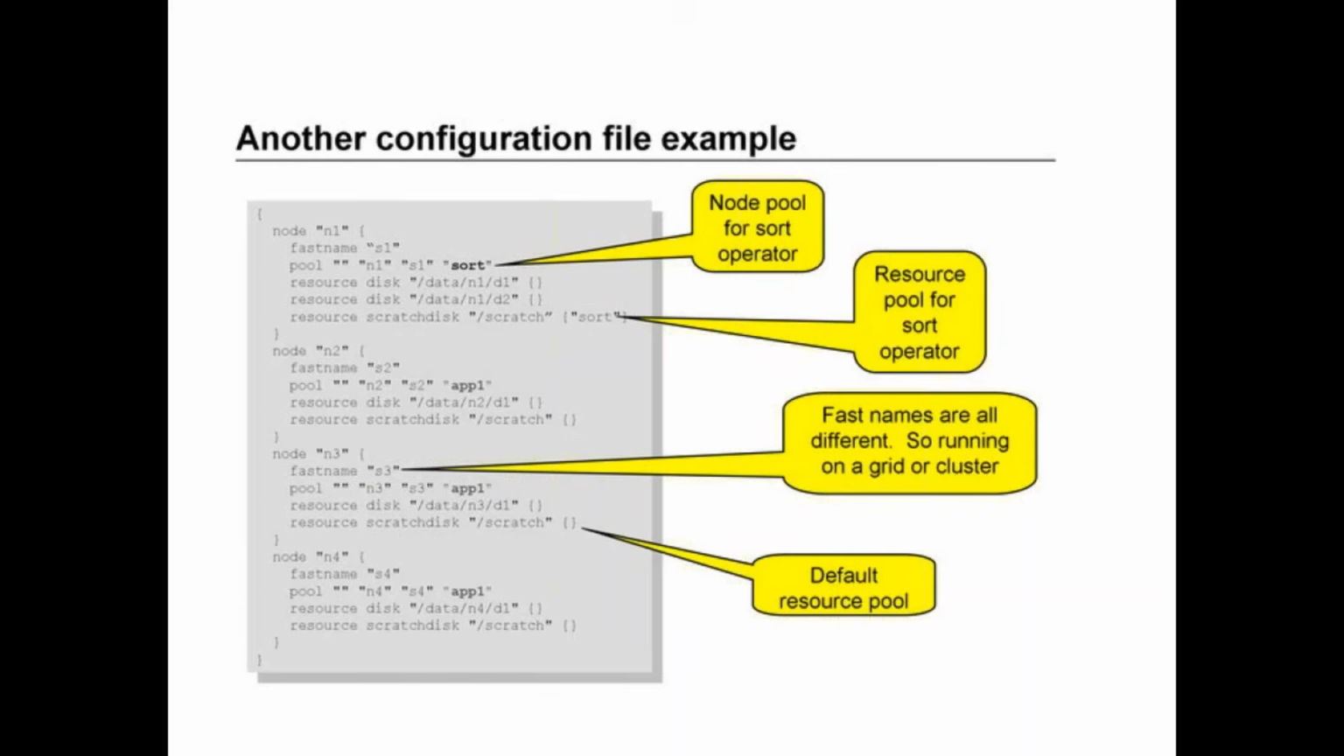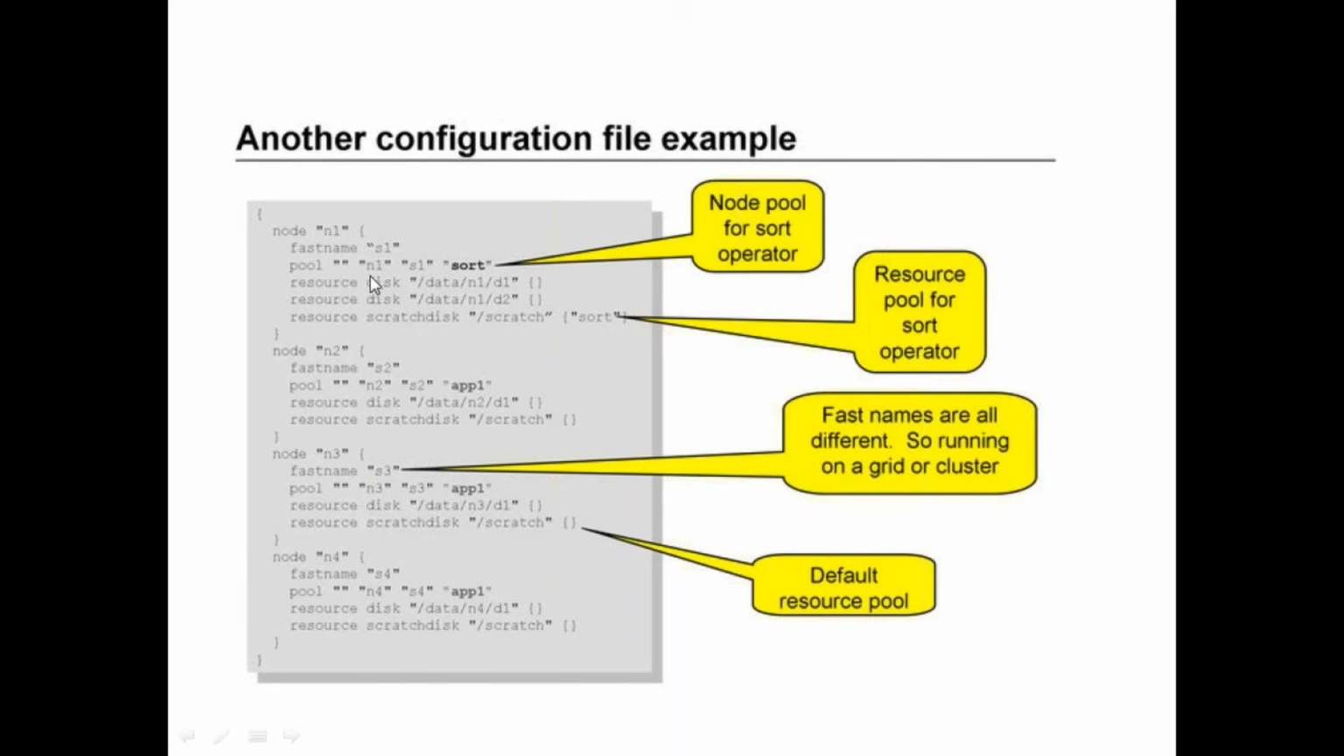Then there are pools. We have defined the pools as well as sort. Resources can be defined in pools, and nodes can also be defined as sort nodes. So N1 is defined as a sort node, and there is a resource scratch disk defined for the sort operator. When a pool is empty, that means it's the default pool. For any scratch disk or resource disk, a pair of curly brackets means it belongs to the default pool.